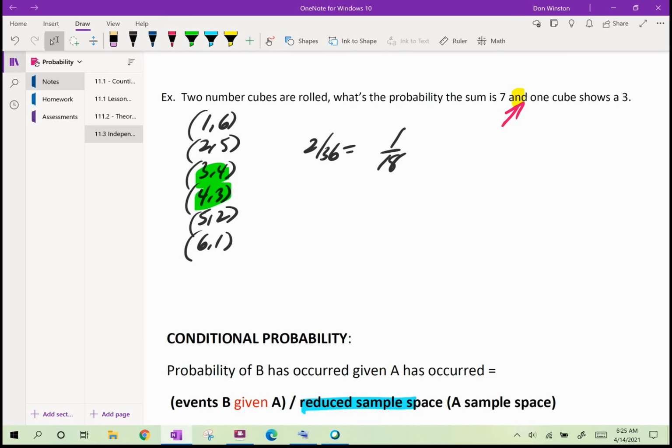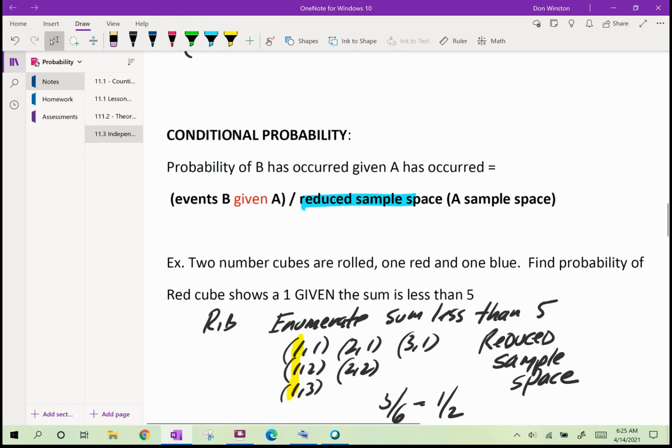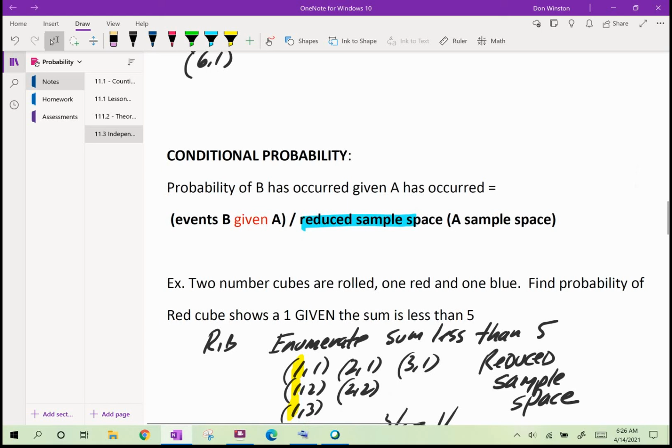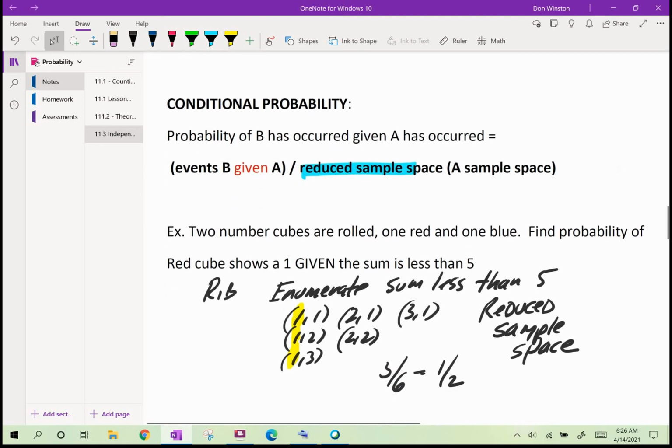Now we'll look at conditional probability. A conditional probability is one event conditioned on another event happening. So we say event B given A, but we now have to change the sample space. It's going to be a reduced sample space because B has happened given that A has happened. B given A.